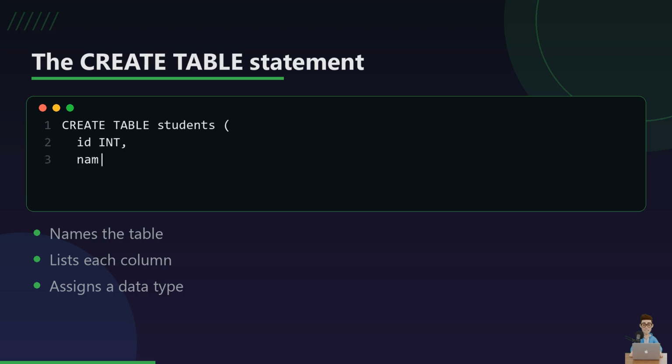Here's the whole idea in one command. We say CREATE TABLE, give it a name. Then inside the parentheses, we list each column with its type. Notice every column gets a type sitting right next to it. That type is a promise about what kind of value is allowed to live there.